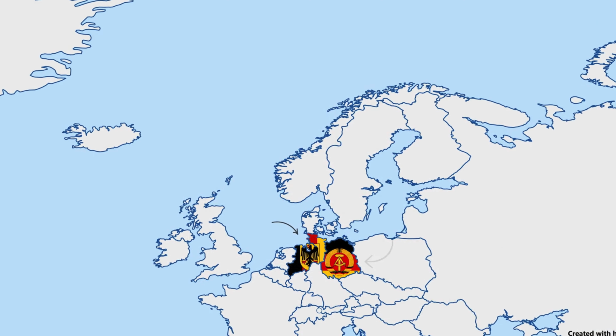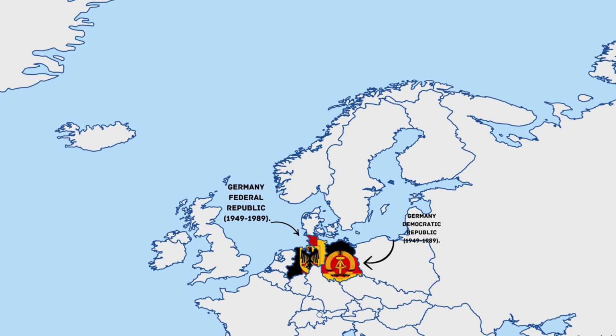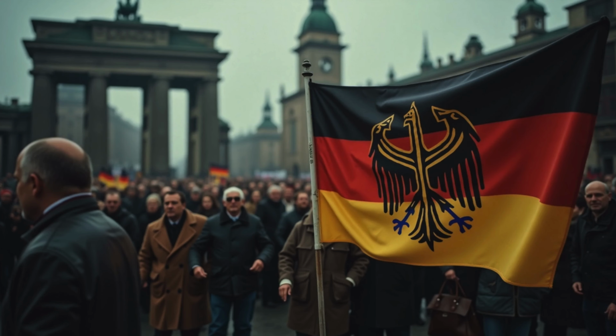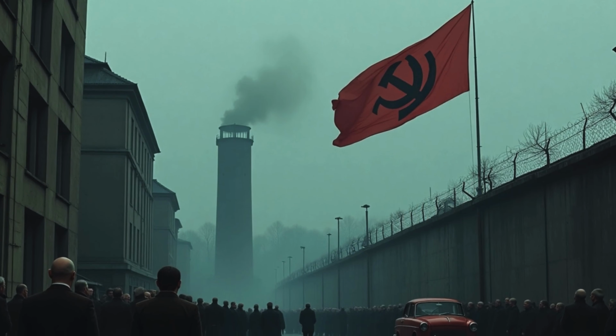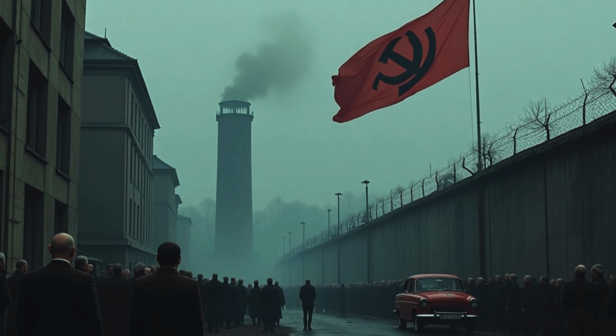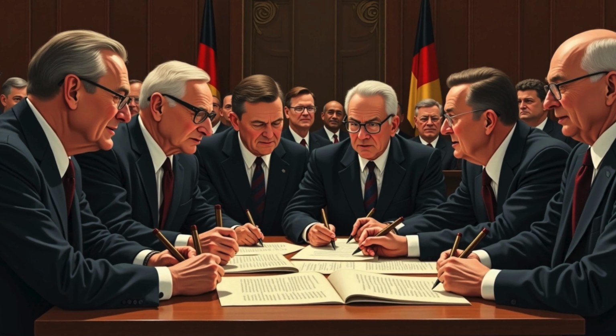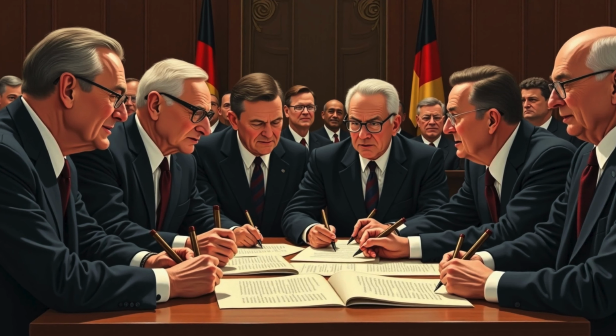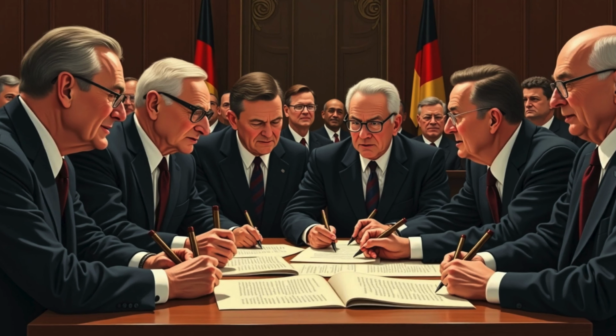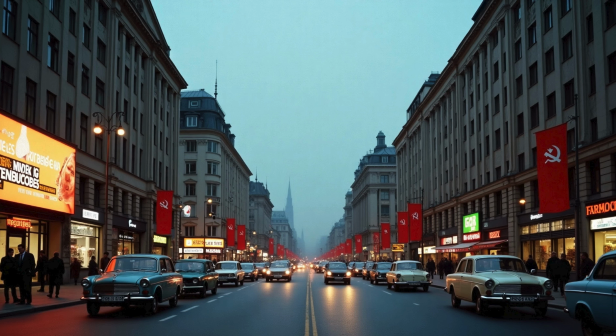After the war, Germany split into two countries. West Germany was democratic and worked with Western countries. East Germany was controlled by the Soviet Union and had a socialist system. In 1949, West Germany created the Basic Law to build a strong and stable democracy. East Germany, however, was ruled by just one party, the Socialist Unity Party (SED).